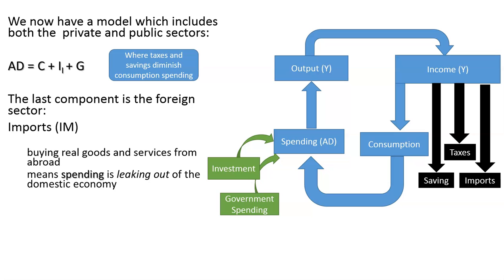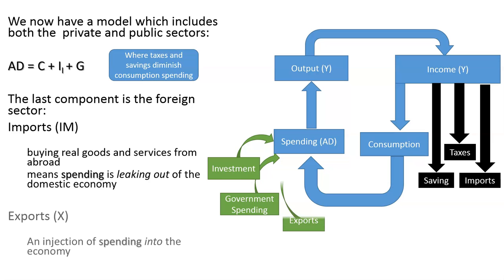Imports are going to act as our foreign sector leakage. Imports are when people in our economy are buying real goods and services from people in other countries, other economies, which means spending is leaking out of the domestic economy. Imports means that the money isn't becoming part of the spending on the stuff our economy produced. Exports are the reverse. They're an injection. That's money being spent into our economy coming from abroad.